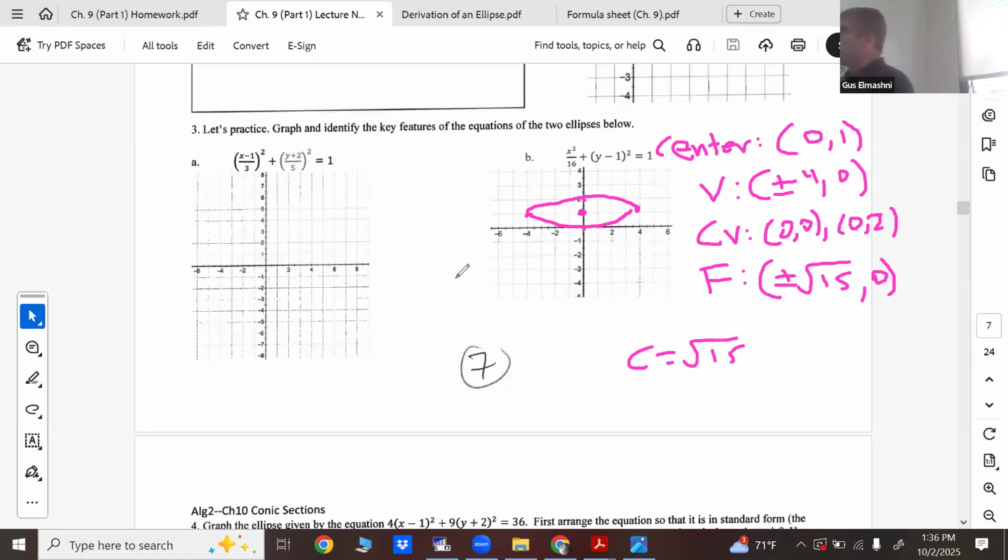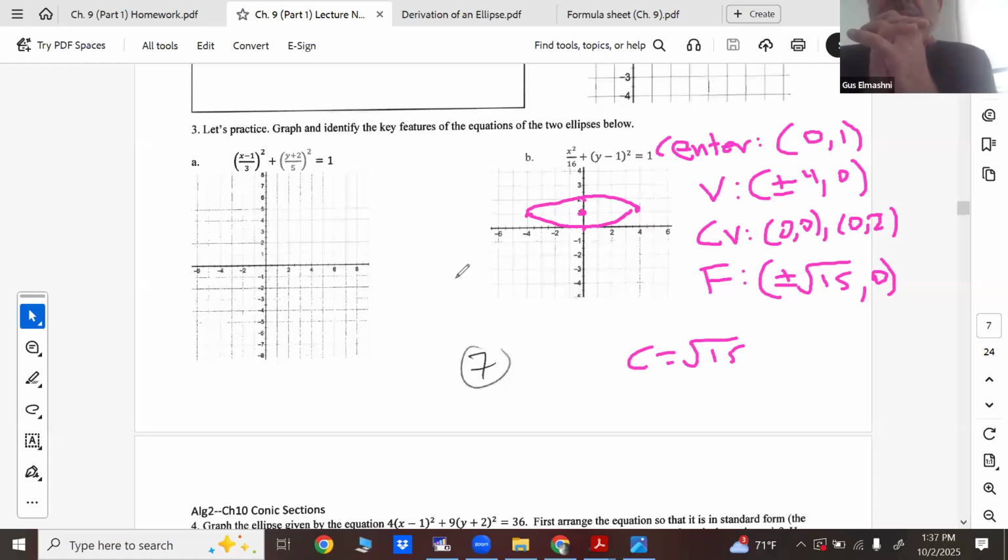Okay, here's what I get for this one. My center's at 0, 1. Pretty obvious, go 4 left, 4 right, so your vertices are at plus or minus 4 columns. My co-vertices are 0, 0 and 0, 2, so go 1 up, 1 down. For the foci, c squared will be a squared minus b squared. So you subtract, and that should make sense because obviously it has to stay inside the ellipse. You don't add a squared and b squared, you subtract them, and you want to do the bigger minus the smaller. So you get root 15, so the foci are root 15 away, left and right. So that's how you graph an ellipse.